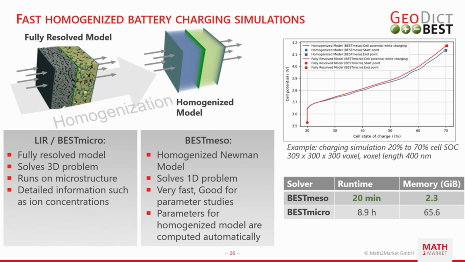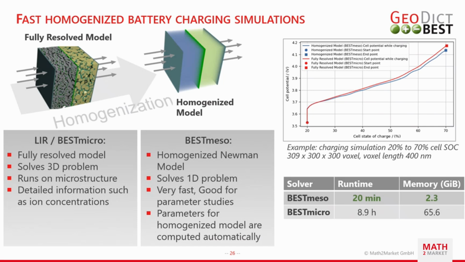And the classical model often used in battery development is a homogenized model. That is a Newman model. And you simplify the simulation to a one-dimensional problem because basically the ion transport is going in this direction. And the good point of this method is that you get results very fast. So with the homogenized model, the calculation time was only 20 minutes. And also the memory was much less, so only 2.3 gigabytes.